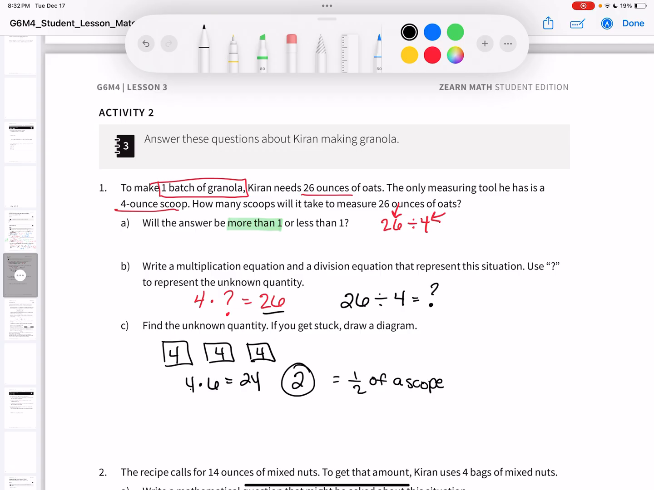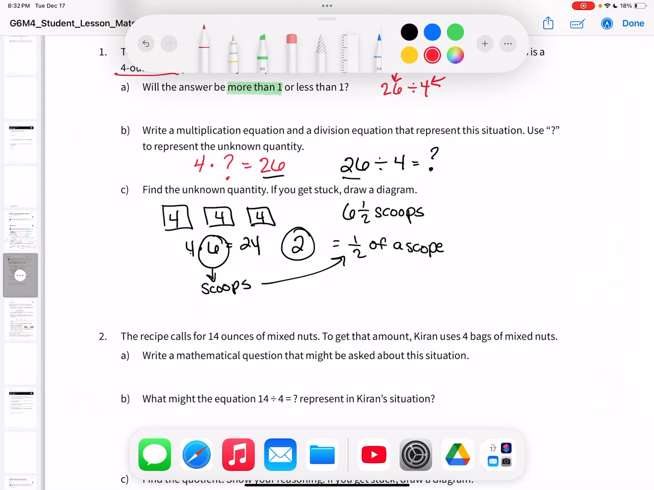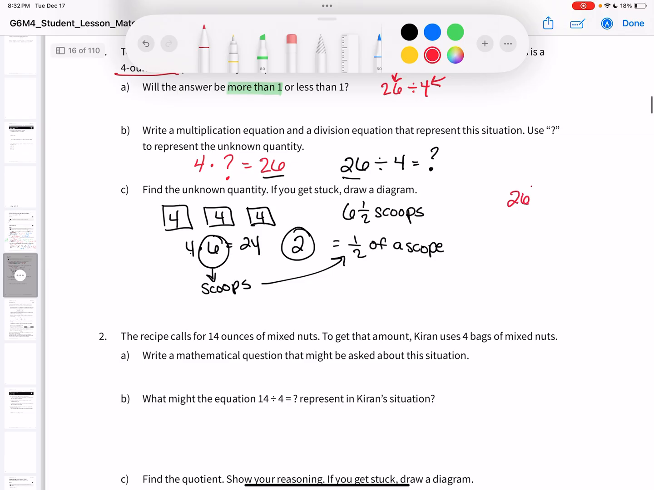So we have 6 scoops here plus half of a scoop there. So our answer should be 6.5 scoops. To do that, let's do 26 divided by 4. So we can do 26 divided by 4. 4 goes into 2 0 times. 4 goes into 26 6 times.